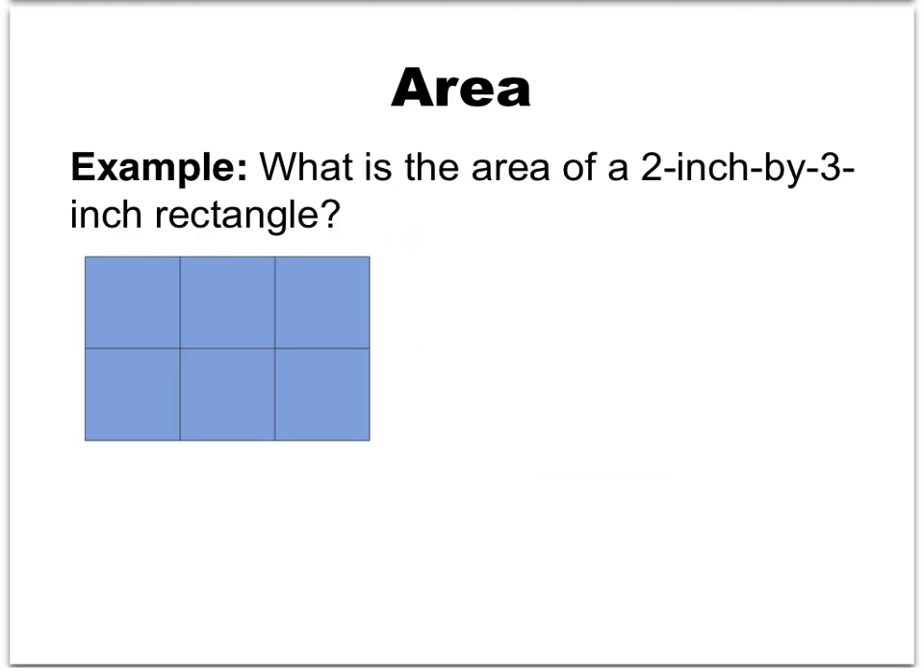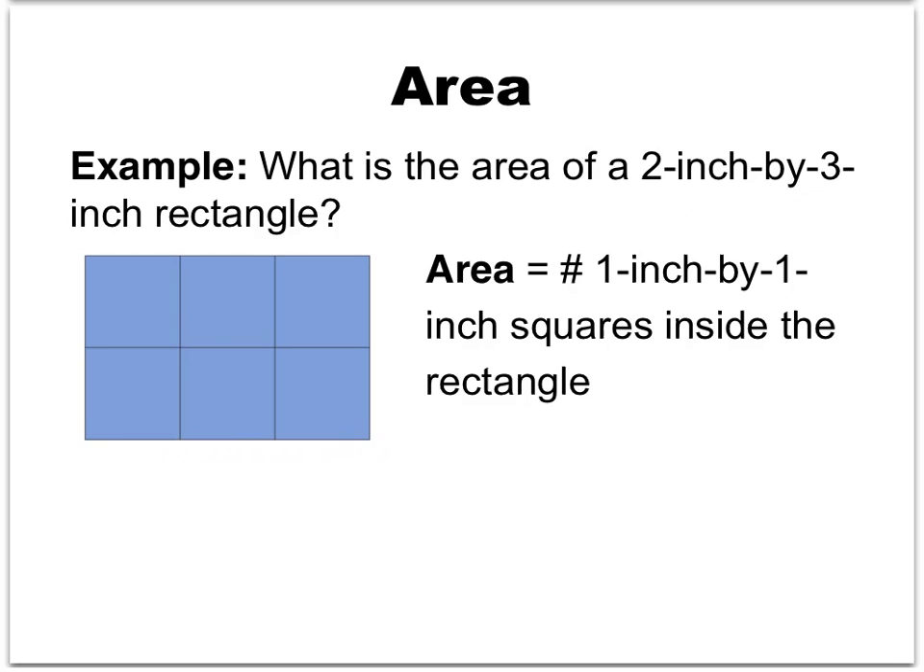What's the area of this rectangle here that is 2 inches high by 3 inches wide? Now you may say to yourself, well, that's simple. The area is 2 times 3, but why do we multiply 2 by 3 to get the area? What is it about the meaning of multiplication that allows us to calculate area using multiplication?